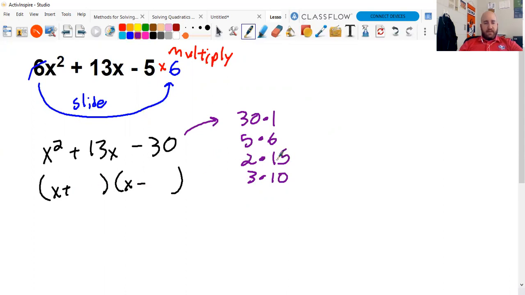So what about 2 and 15? How can I use 2 and 15 to get positive 13? Well, I wrote it in purple, but I'll circle it in green because it's supposed to be our factor step. Got ahead of myself. So it's our factor step. We're using 2 and 15. It's actually going to be 15 minus 2.